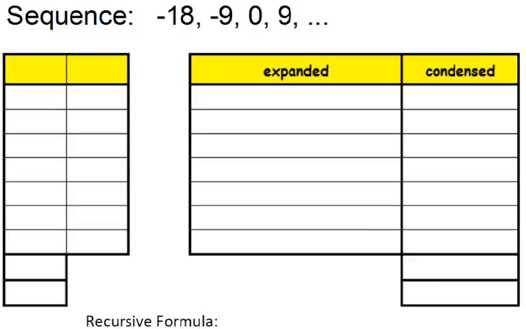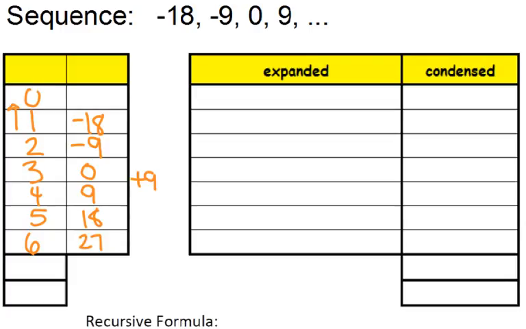Now let's take a look at this one. My first term is negative 18, my second is negative 9, third term is 0, fourth term would be 9. Hopefully we can see we're adding 9 each time. So my fifth term would be 18, and my sixth term would be 27. Now if I'm going back to my 0 term, we'd go backwards and say what plus 9 equals negative 18? It would have to be negative 27.